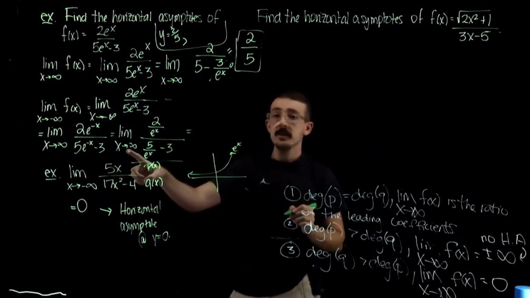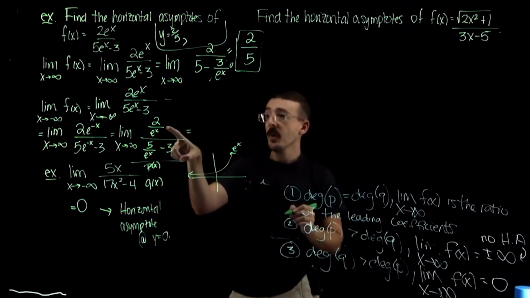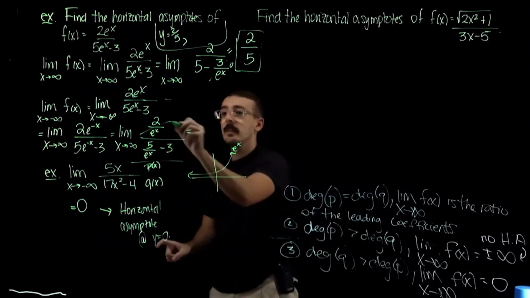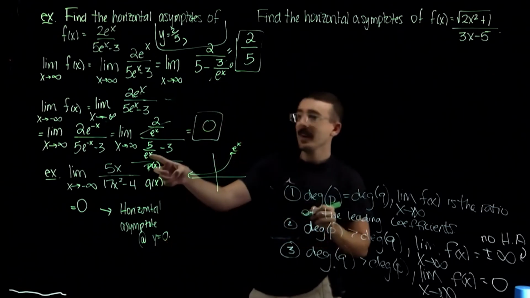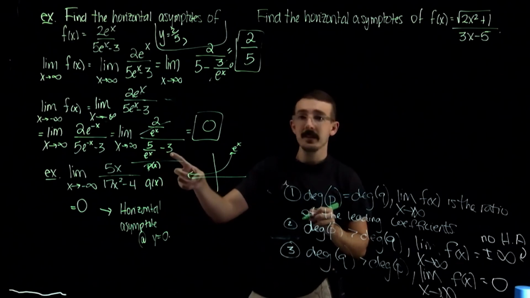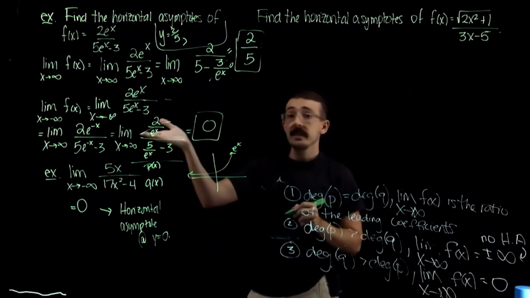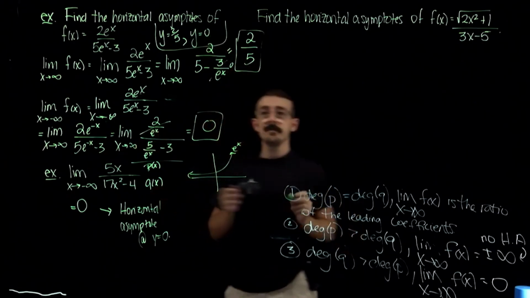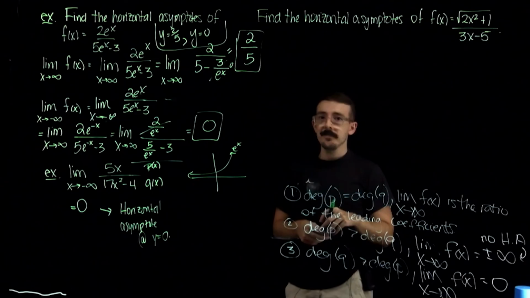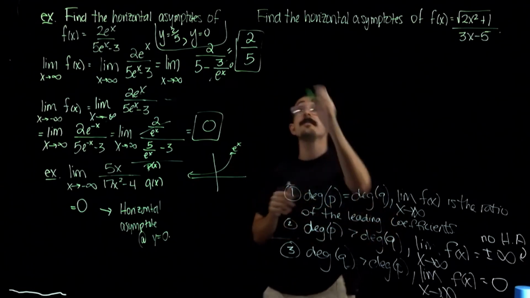Now we know as x goes to infinity, e to the x goes to infinity. So I have 2 over a very huge number, 0. And actually just stop there, because here I would get 0 minus 3. And 0 over minus 3 is just 0. So there is a second horizontal asymptote. It's going to be at y equals 0. OK, so this time we have 2 horizontal asymptotes for the graph.